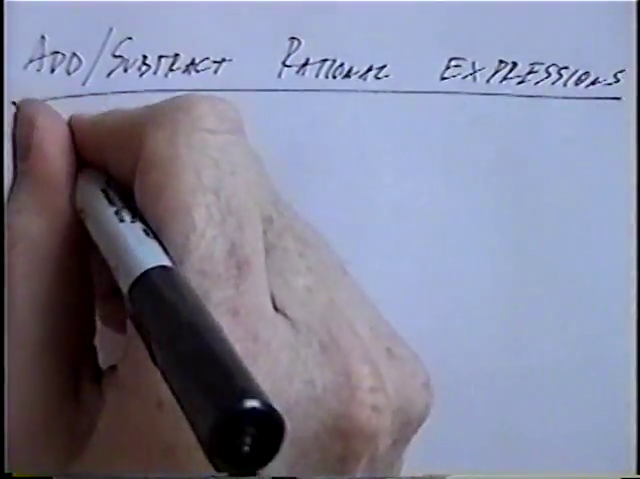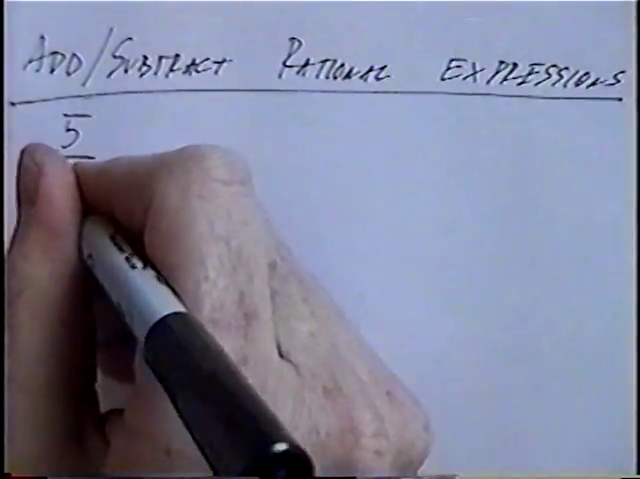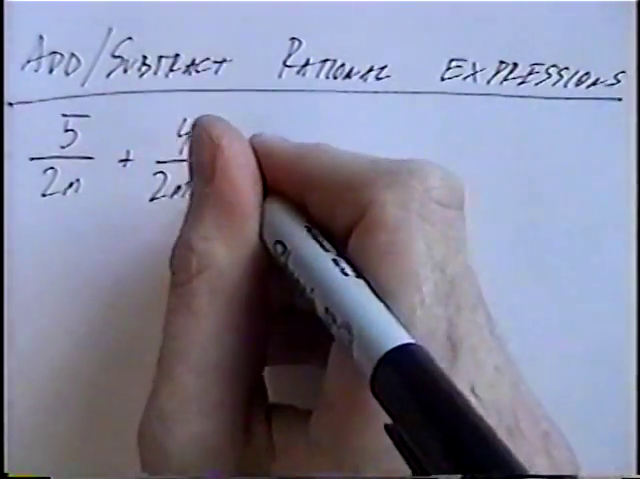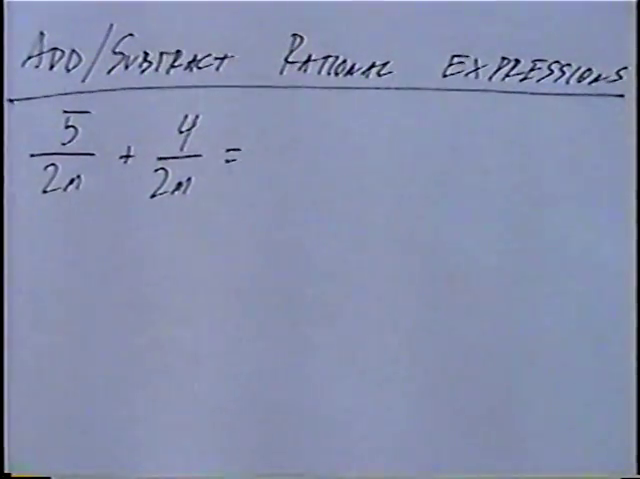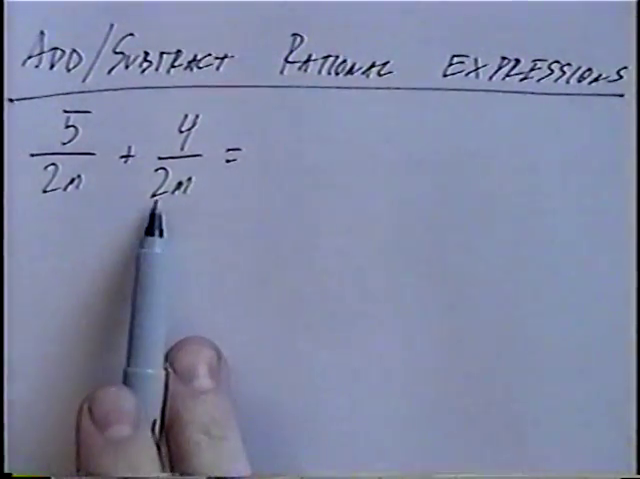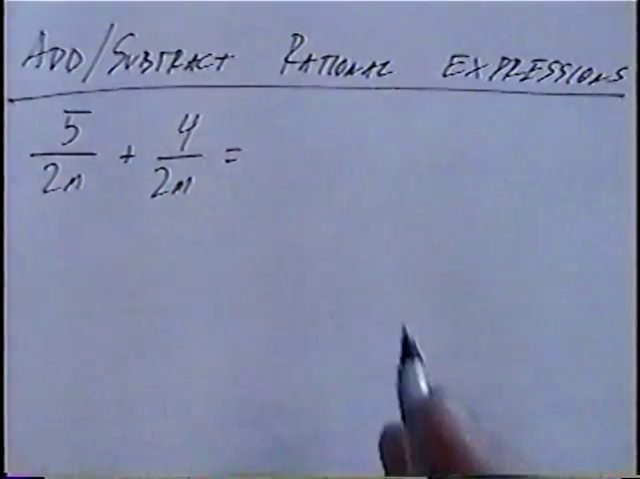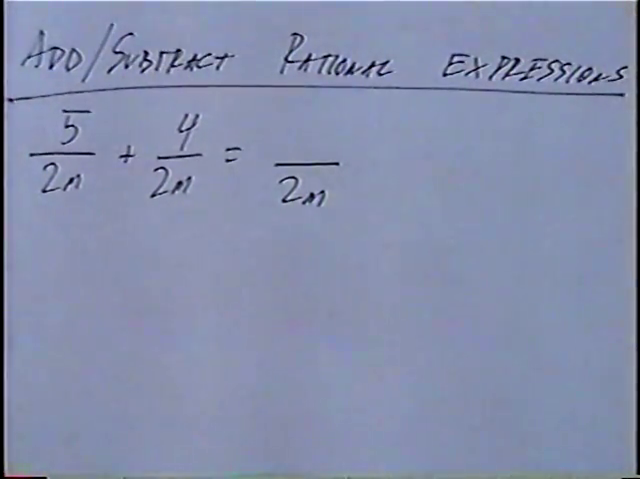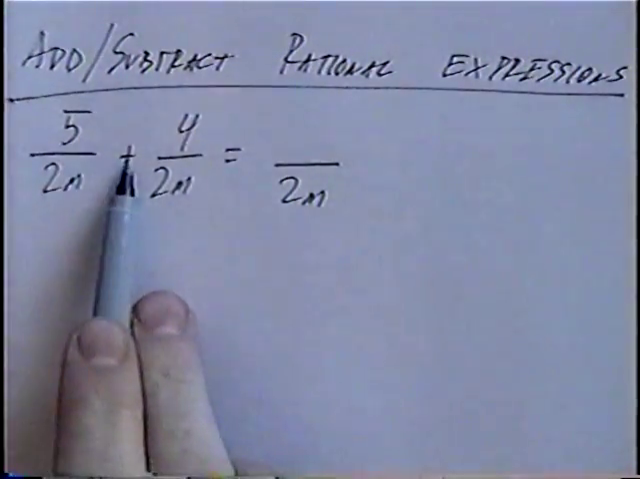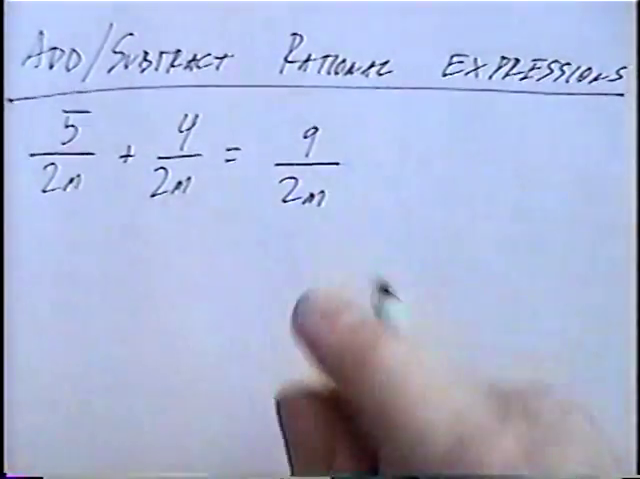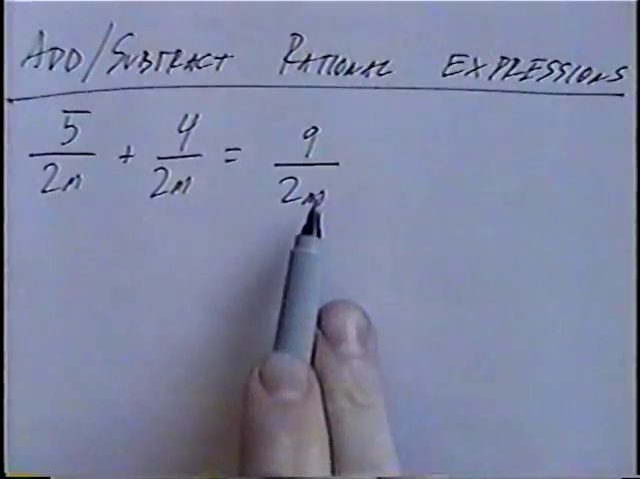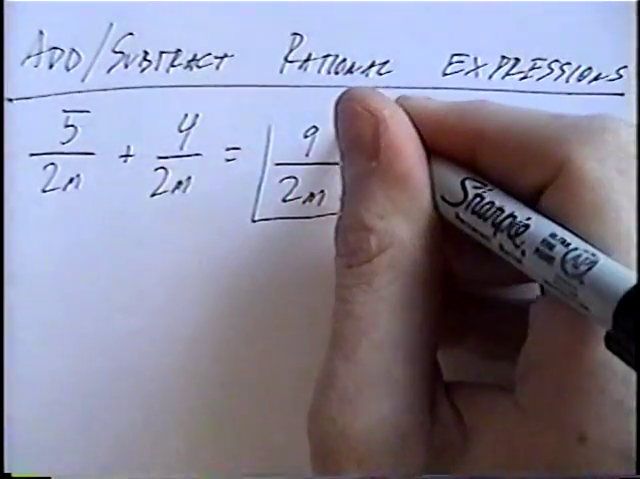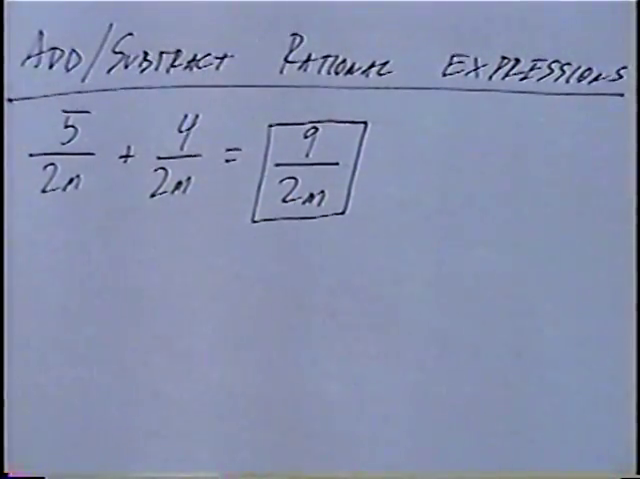First problem today is 5 over 2m plus 4 over 2m. When adding fractions, the denominator must be the same. In this case, they're both 2m, so our answer will have 2m for the denominator. The numerators, we can add those. 5 plus 4 would be 9. Always check and see if the fraction can be reduced. This one cannot be reduced, so your final answer is 9 over 2m.